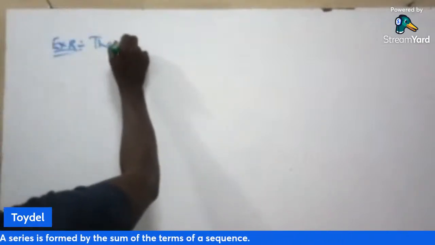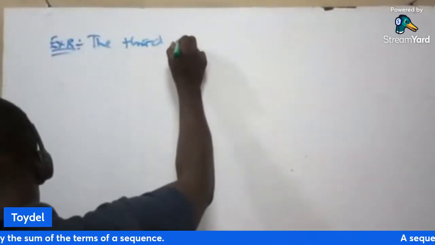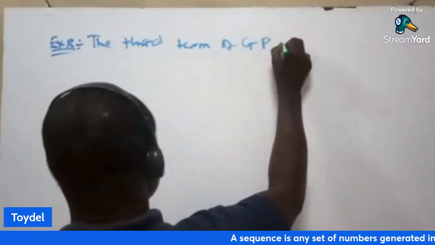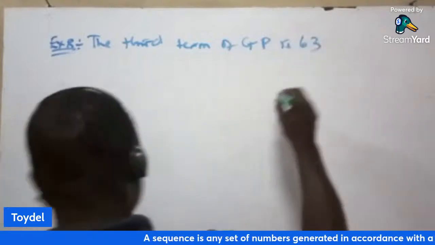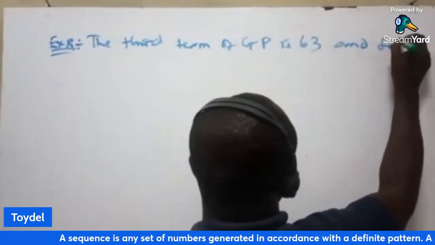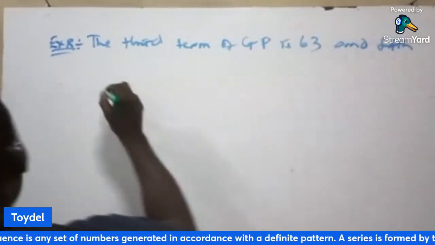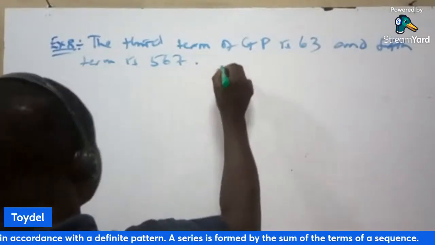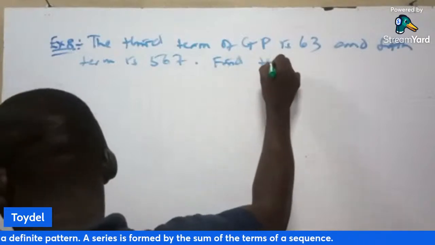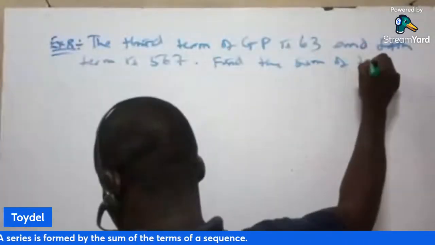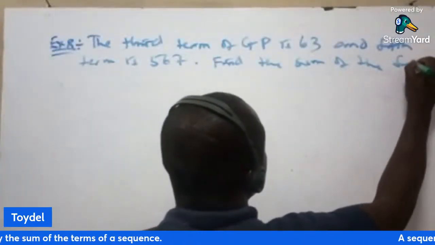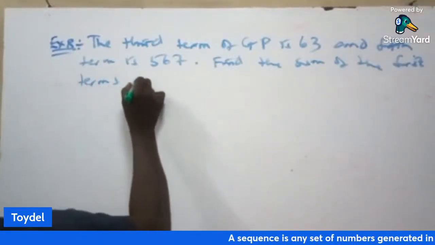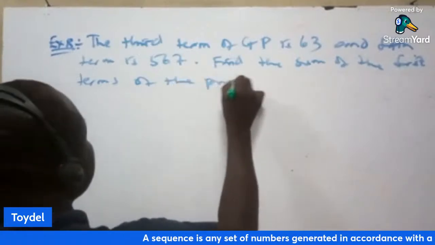So the first example: the third term of a GP, geometric progression, is 63, and the fifth term is 567. Find the sum of the first six terms of the progression.